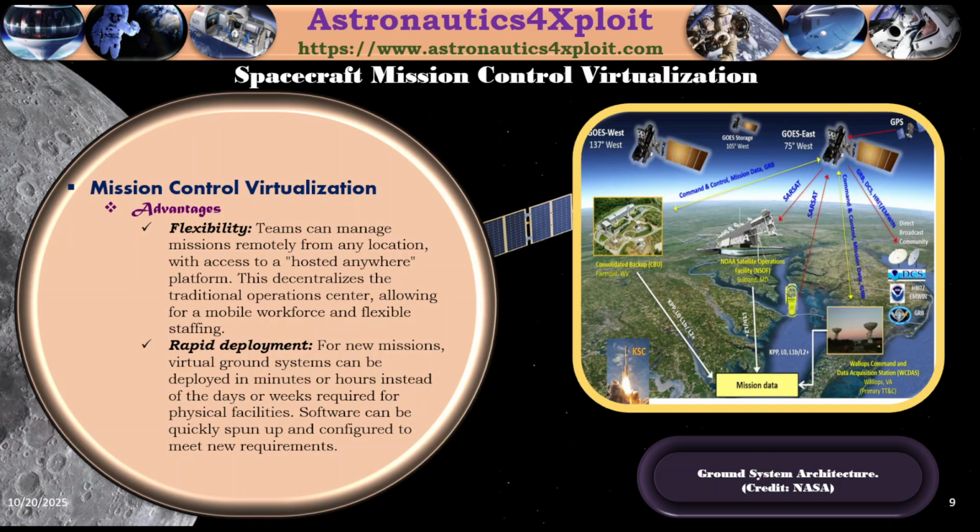Advantages are as follows: flexibility. Teams can manage missions remotely from any location when using virtualization, with access to a hosted anywhere platform. This decentralizes the traditional operations center, allowing for a mobile workforce and flexible staffing. Rapid deployment. For new missions, virtual ground systems can be deployed in minutes or hours instead of the days or weeks required for physical facilities. Ground system architecture is illustrated in this picture.